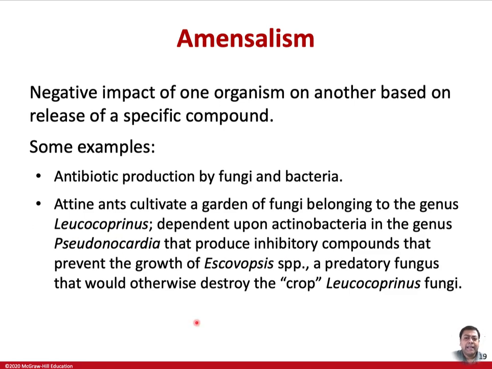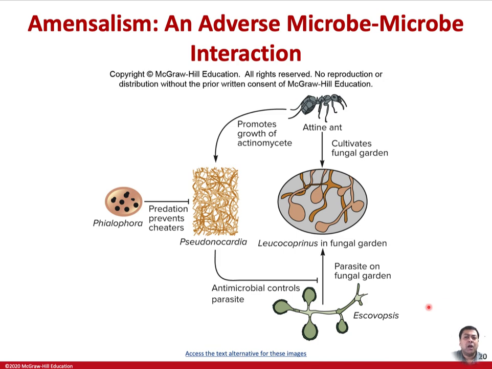So let's take a look at this relationship. These attine ants cultivate their own nourishment, a garden of fungi belonging to the genus Leucoagaricus. Their ability to accomplish this advanced task depends upon this actinobacteria right here, in the genus Pseudonocardia. This bacterium produces an inhibitory compound right here, which stops the growth of this Escovopsis species, which is detrimental for the Leucoagaricus. This is a parasite of the fungal garden. So the ant developed a morphology to carry this actinomycete, this Pseudonocardia, on their legs and body.